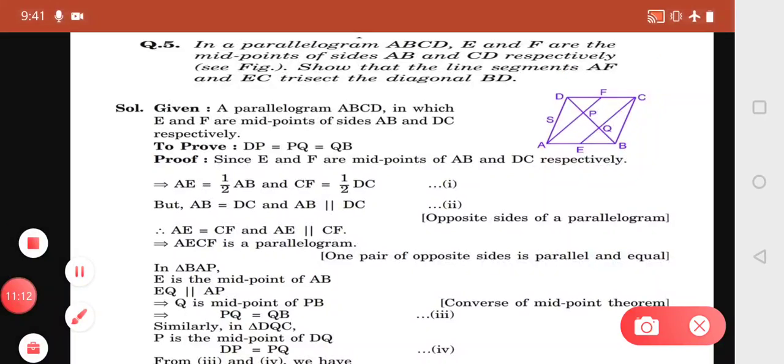Now in triangle BAP, yes, let us see the triangle BAP. This triangle BAP. E is the midpoint of AB, already it is given. Therefore, EQ is parallel to AP. Yes. By converse of midpoint theorem, we get Q is the midpoint of BP.